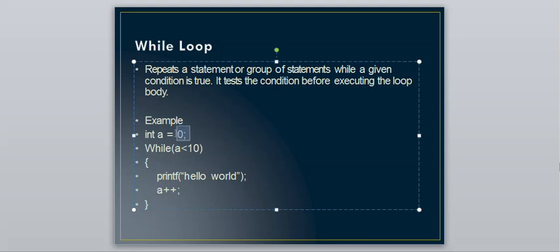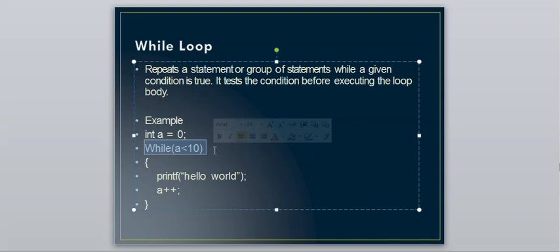Okay, let's start. a is equal to 0. Condition check, 0 is less than 10. It will print hello world the first time, and then increase your value, which becomes 1. Again 1 is less than 10. Yes, true. It will print hello world, and again increase your value from 1 to 2. 2 is less than 10, yes, it will print it. Again it will become 3. 3 is less than 10. On and on.